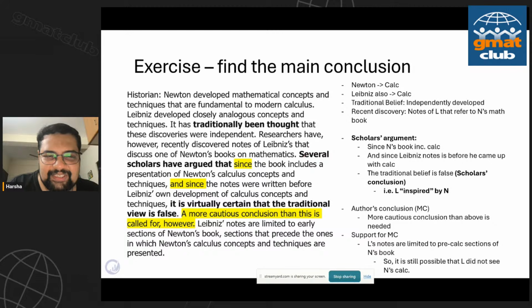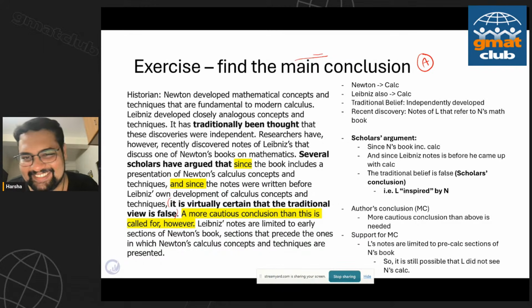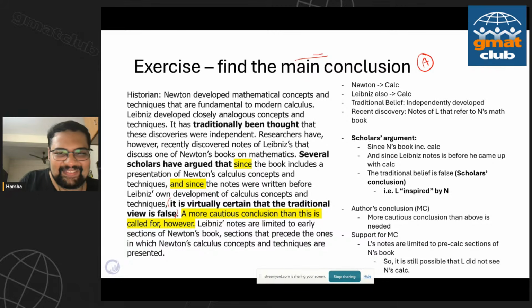So think about this. Firstly, when you're talking about main conclusion, you're concerned with finding the author's conclusion here, right? Did you observe that this idea that it is virtually certain that the traditional view is false, it's not even the author's argument, it's actually the scholar's conclusion? For that, you have to observe how the sentence is structured.